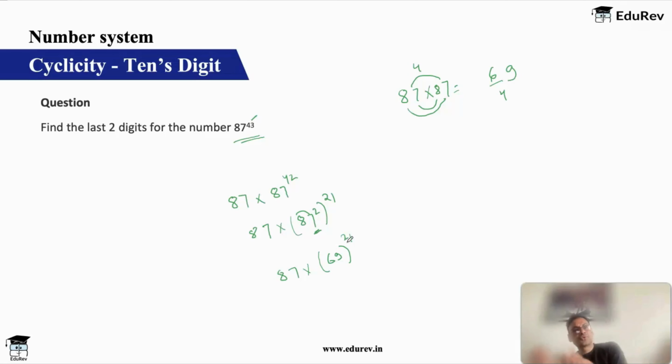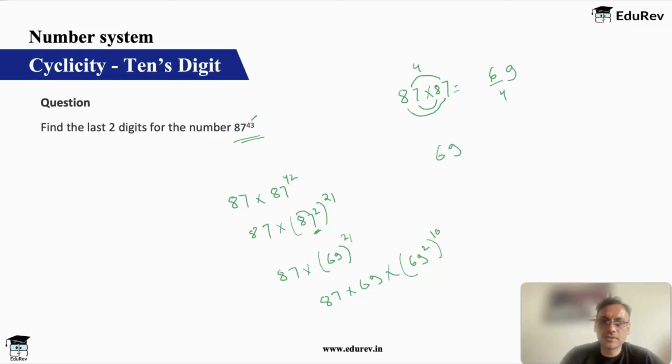Now 69 square will give you 1. But again, you see the power is 21. So it's again not an even number. So again, you'll have to take one 69 also out. Then you'll have 69 square to the power 10. And now 69 square, using the same logic.